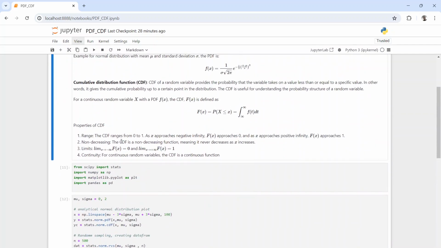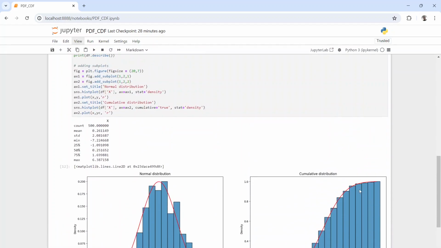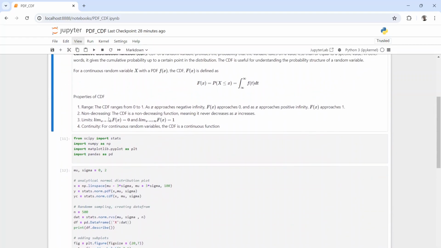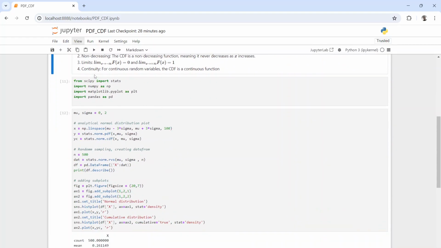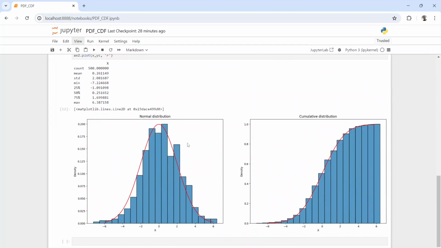It also follows the second property as well. As you can see, as the x value is increasing, the value of F(x) is also increasing. So it is also satisfying the second property. And since we are taking the normal distribution, which is a continuous function, you will also obtain the cumulative distribution as a continuous function, which you can verify using their properties.